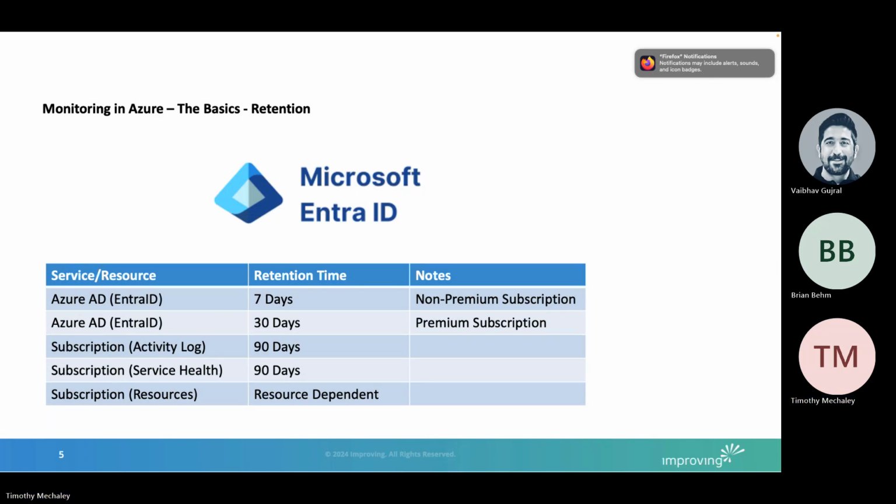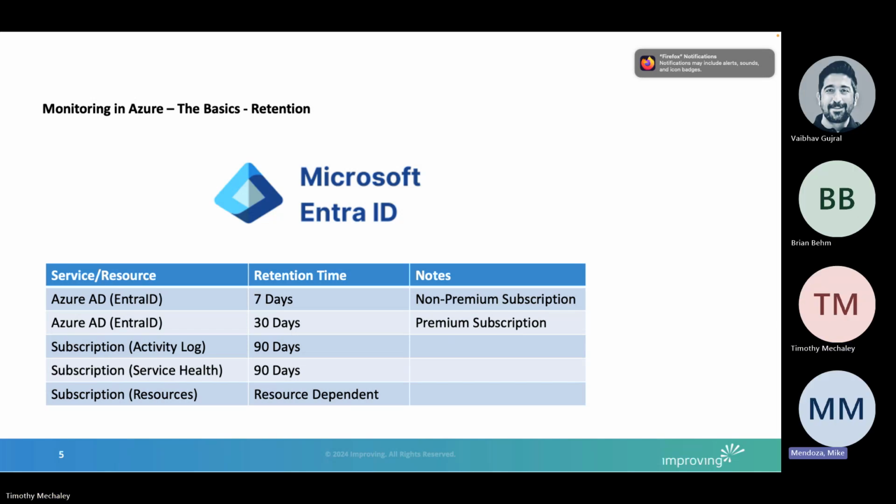Now, what is the difference between activity log, service health, and resource health? Resource is the thing that you're deploying. Service health is the whole service, like Azure Functions as a service going down. Your client needs to know about it, right? So your resource is something that you deploy. The service is something Azure provides.